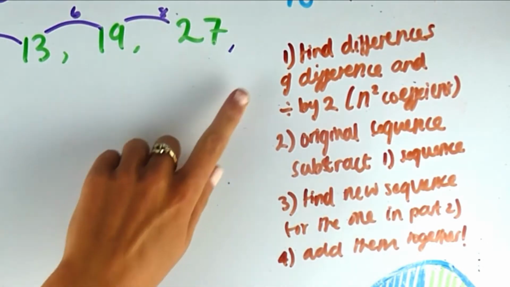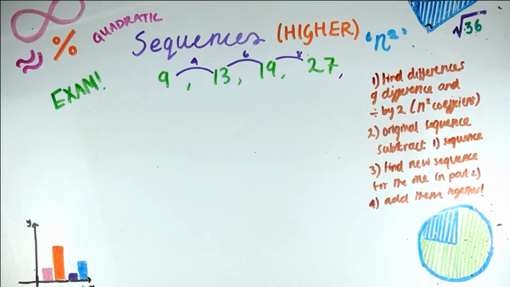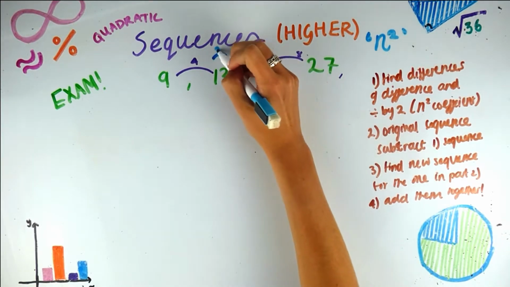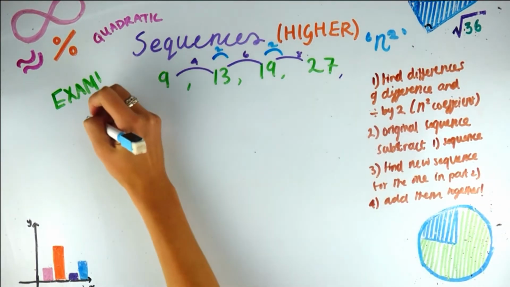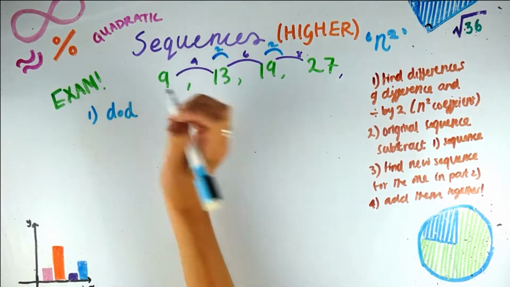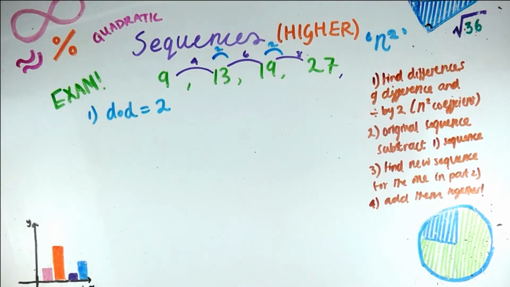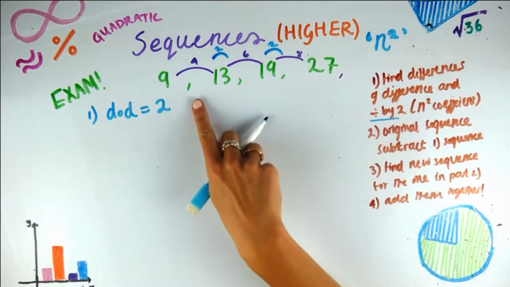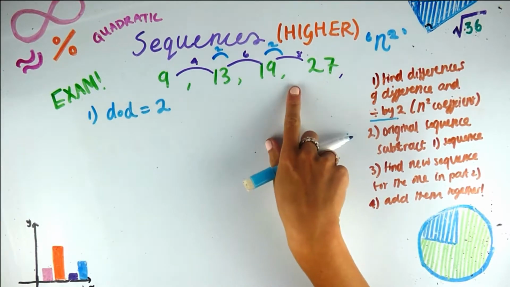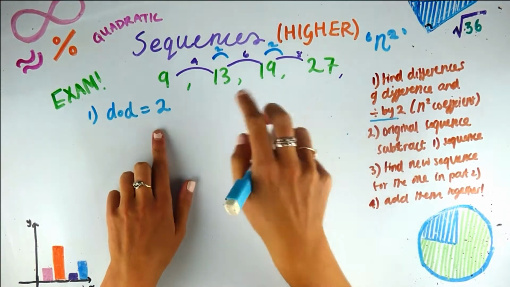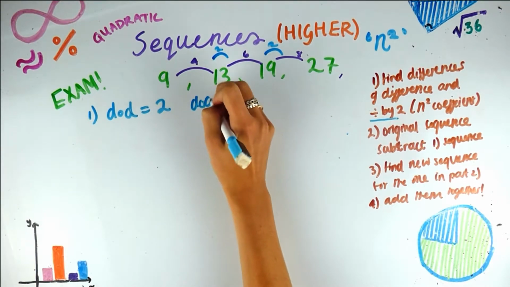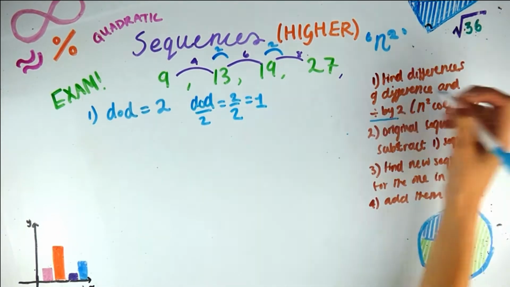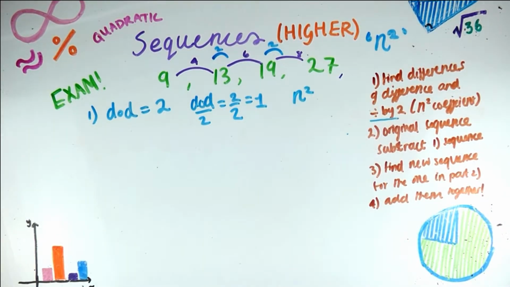So step 1 is find the difference of the differences. I quite like this. We knew the differences here are 4, 6 and 8. So the difference of the differences there is 2 and 2. So the difference of the differences, DOD I'm going to call it, is 2. You then divide by 2, and this becomes your n squared coefficient. So you know it's a quadratic sequence because the difference is changing, it's not linear. So the difference of the differences is 2, and then we divide that by 2, so DOD divided by 2, 2 divided by 2 is 1. And this is your n squared coefficient, so you know you're going to have n squared.